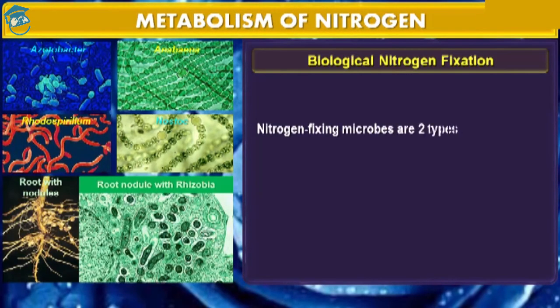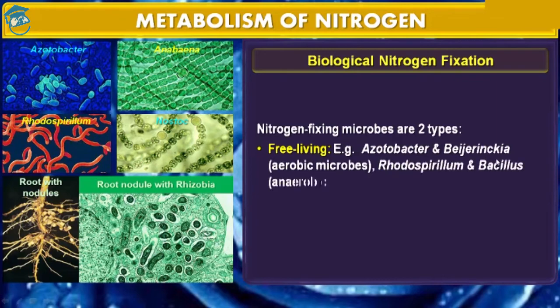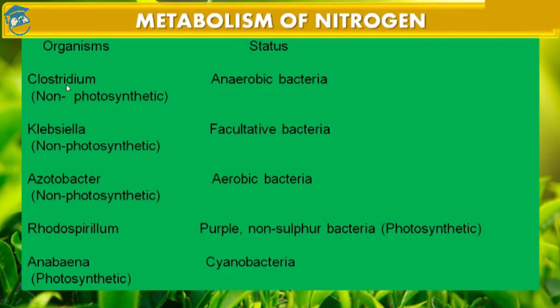As I told you, nitrogen fixing microbes are of two types. First is free living. Examples are Azotobacter and Beijerinckia. These are aerobic microbes, and Rhodospirillum and Bacillus are anaerobic, along with cyanobacteria such as Anabaena and Nostoc. And now comes symbiotic. So symbiotic are Rhizobium. Now these are the organisms and this is the status of these organisms.